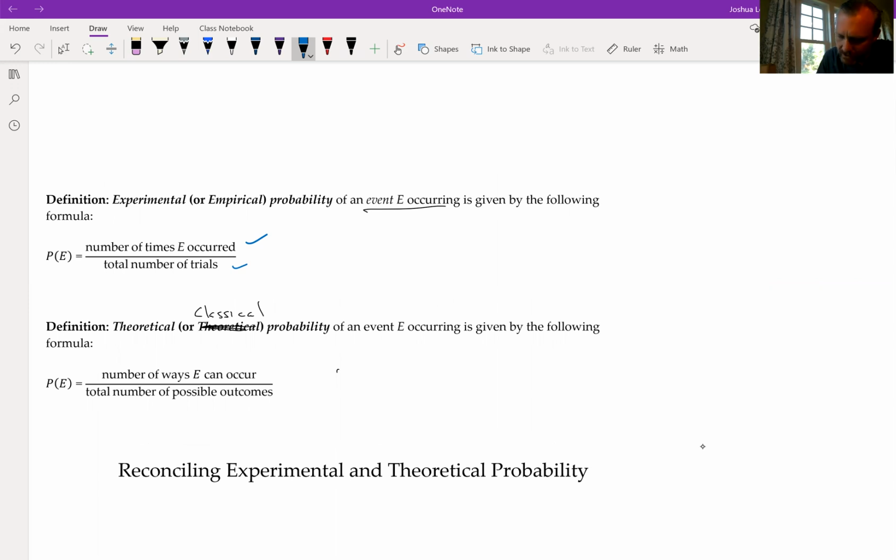As opposed to the theoretical, also known as classical probability, where it's more of a thought experiment. How many ways can the event occur? And then what are the total number of possible outcomes? This is how most of you thought about it. You said there are 2 possible outcomes, one of which is the thing I actually want to have happen, right? One of the 2 outcomes is heads, therefore 1/2, 0.5.